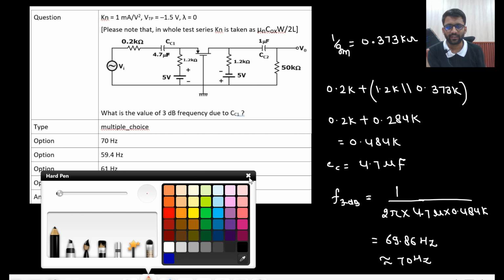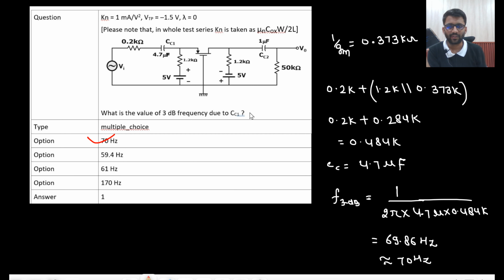So this is how we calculate the 3 dB frequency due to one of the caps. We just find the equivalent resistance across the cap. So what will be the equivalent resistance? This resistance parallel to this resistance and in series with this resistance.